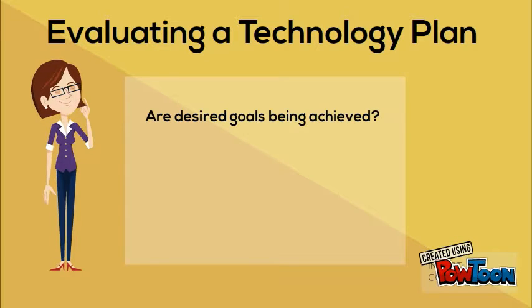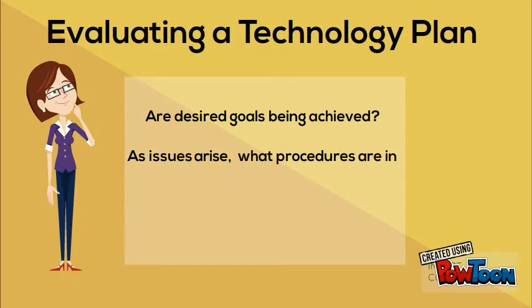An extremely important aspect of the technology plan is the evaluation of its effectiveness. One fundamental question in reviewing a plan is, are desired goals being achieved? The technology plan should include a schedule for evaluating the initiative as well as procedures for revising the plan based on events as they unfold.